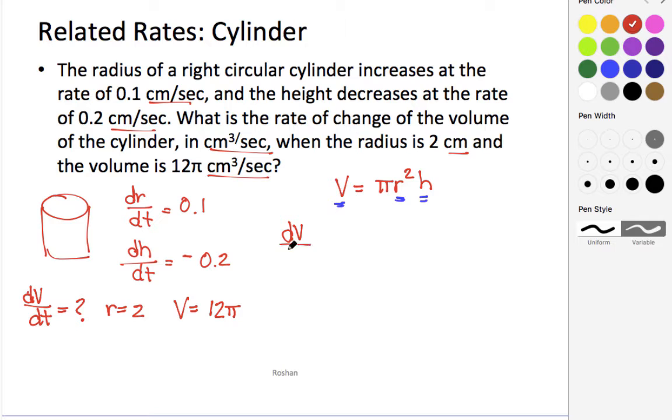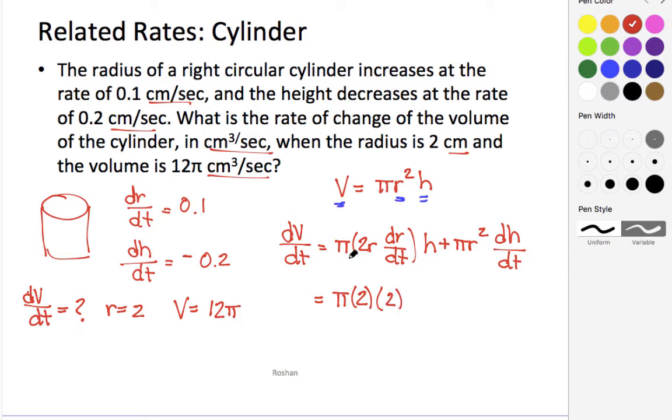So dV/dt is pi 2r dr/dt. Remember, the radius was changing over time, so it has a baby, times h, derivative of the first times the second, plus the first times the derivative of the second, and the derivative of h is just dh/dt. Okay, so I want to find dV/dt, and I know pi times 2, I know my radius is 2, my dr/dt is 0.1.